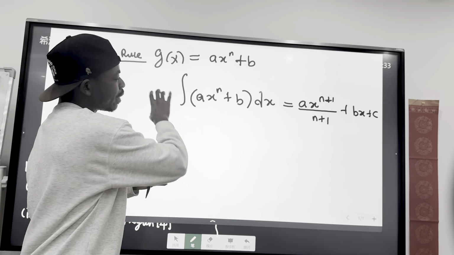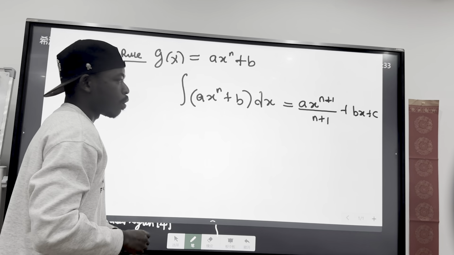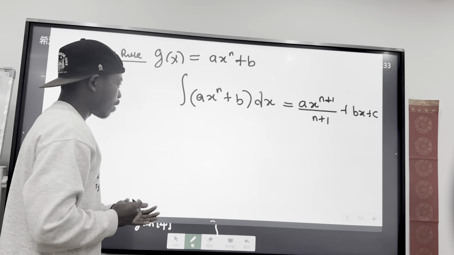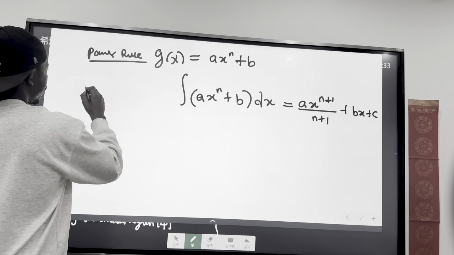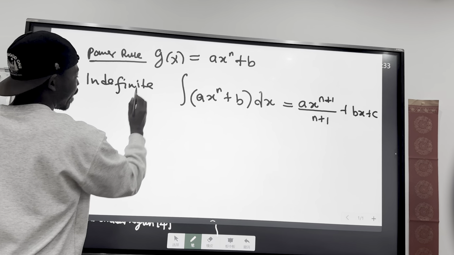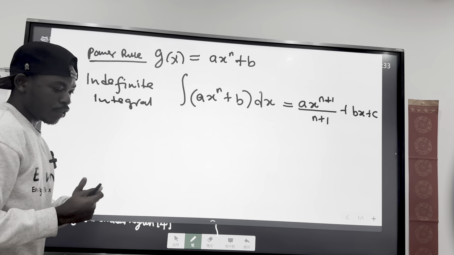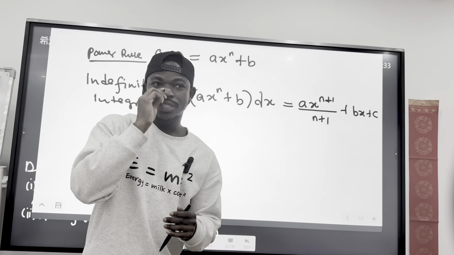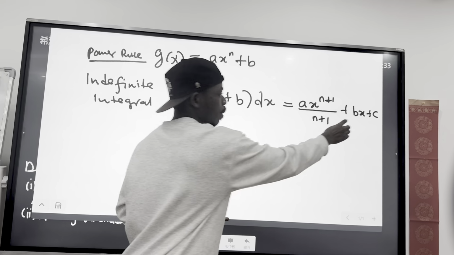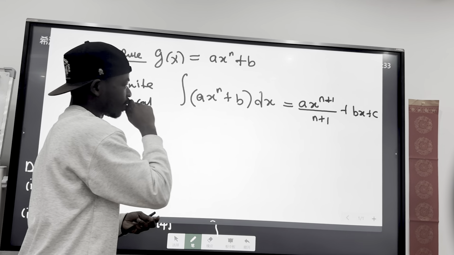When we integrate this and add the value of c, we are not getting the exact value. Because we're not getting the exact value, we call this the indefinite integral. When you're finding the indefinite integral, you're just finding another function, and we're adding the value of c. So we call this the indefinite integral.